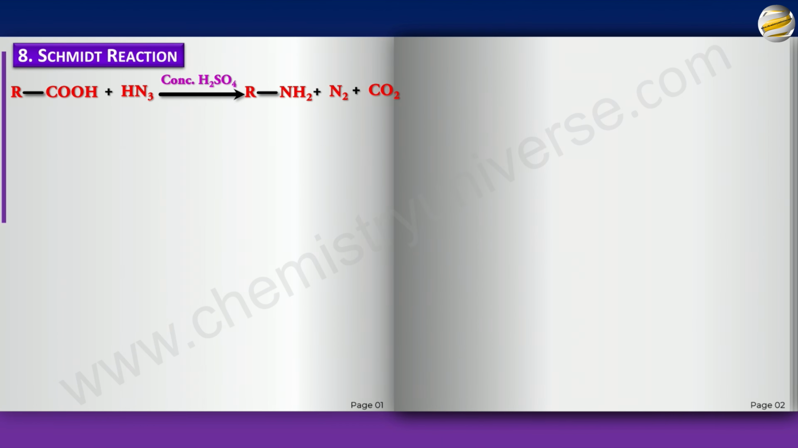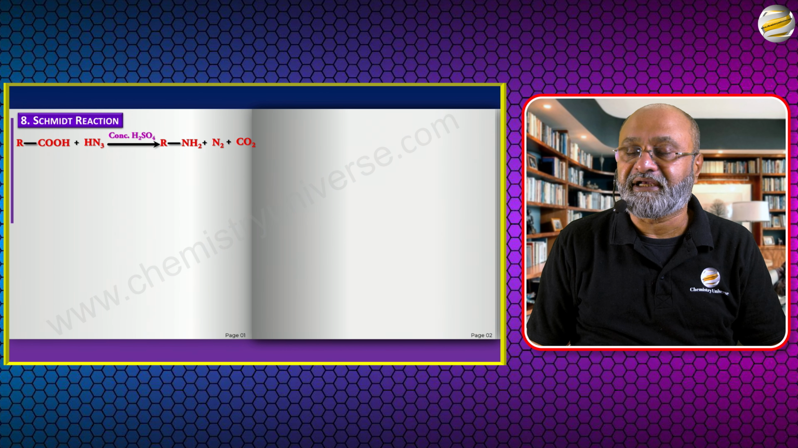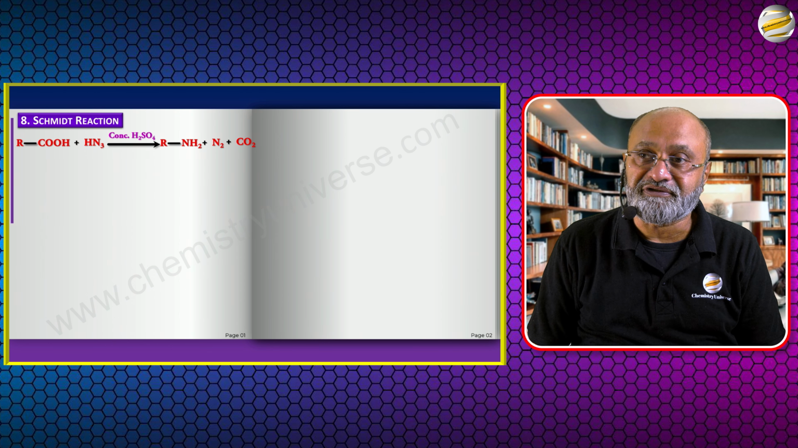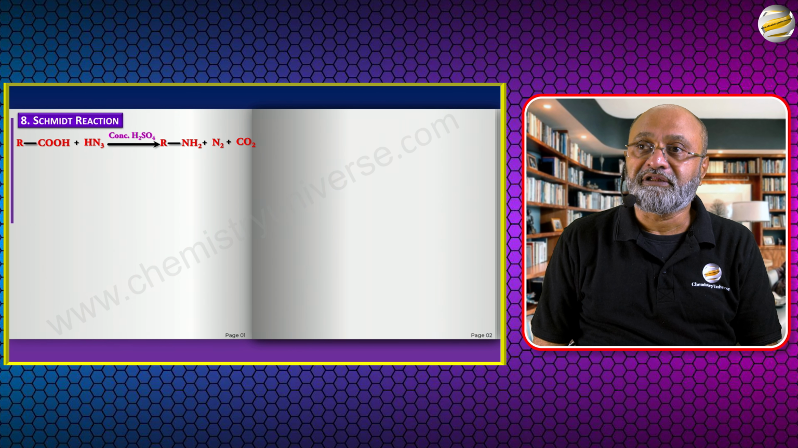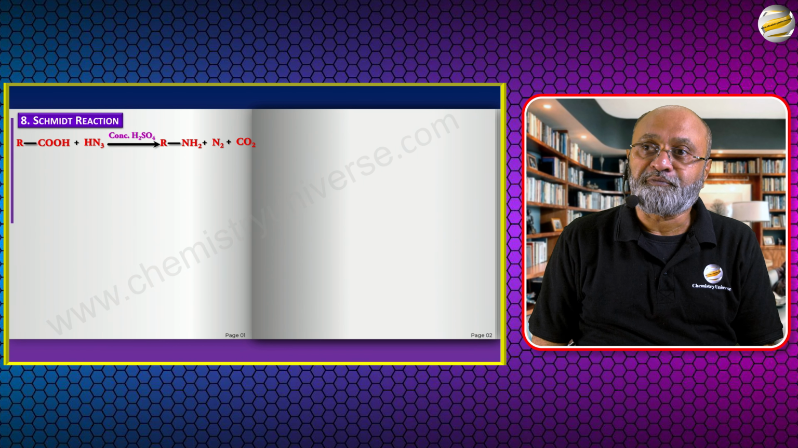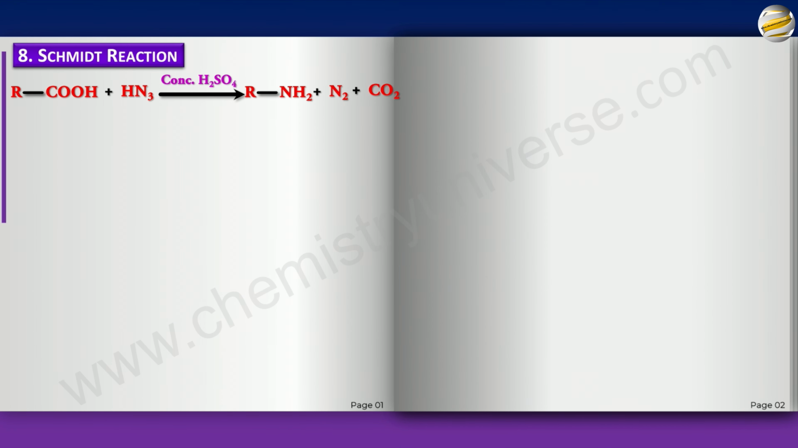Now there are a lot of reactions which are similar to this, and I'll talk about them as and when they come up. There is a reaction called Hofmann bromamide degradation, and a reaction called Lossen reaction. All these reactions are very similar, and I'll tell you what the similarity is and at what point the similarity begins. Okay, so let's check out the mechanism.